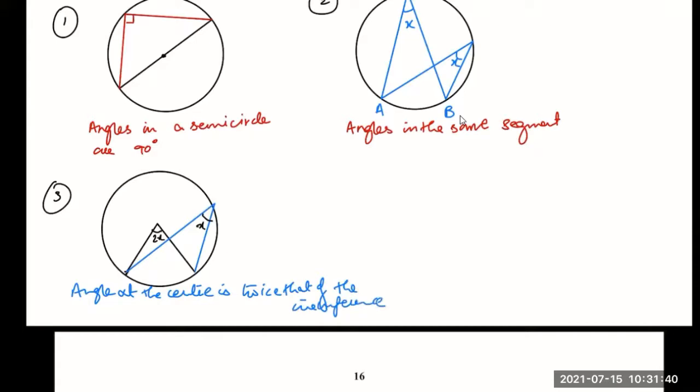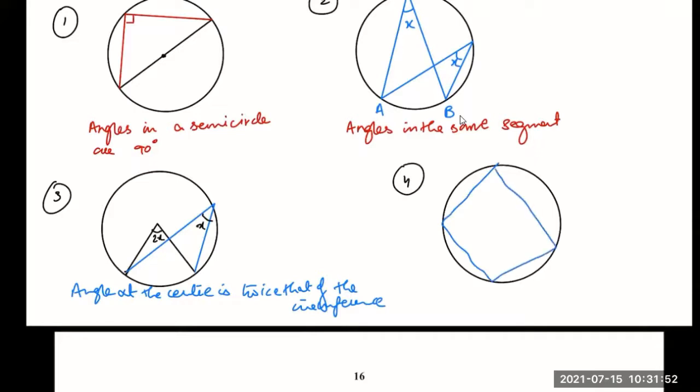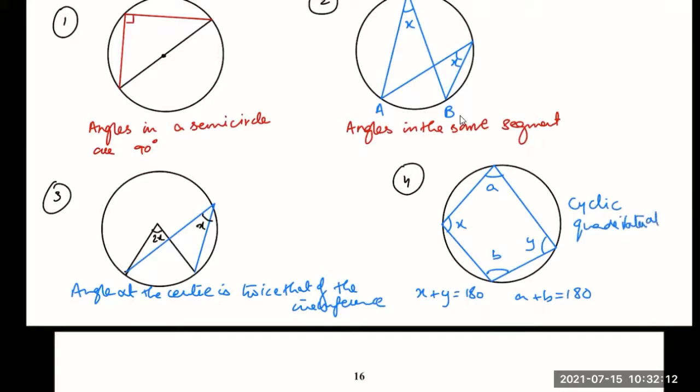Then the fourth property that I generally tell people is this, of the cyclic quadrilateral, that the opposite angles must add up to 180. So x plus y equals 180 and a plus b is also equal to 180. This is called the cyclic quadrilateral. I can solve most questions using these four properties.